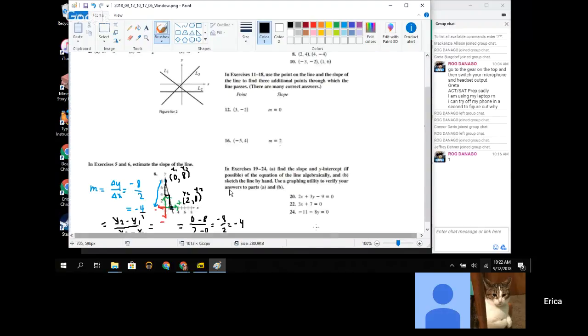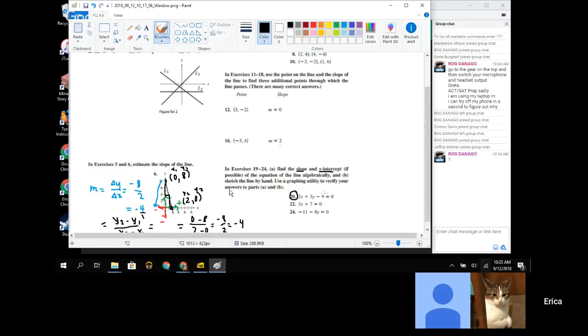Okay, I want to skip over here to one of these guys. Let's try number 20. Okay, so number 20 says, find the slope and the y-intercept, if possible, of the equation of the line algebraically and sketch by hand. Use a graphing utility to verify your answers to A and B. So you have 19, 21. You have 3 of these to do. So you're like, oh, sketch by hand. But this just should be a rough sketch, right, of what's going on with this graph. So let's do number 20. And I want you guys to try it too. You can try it off to the side of your paper or maybe up at the top.